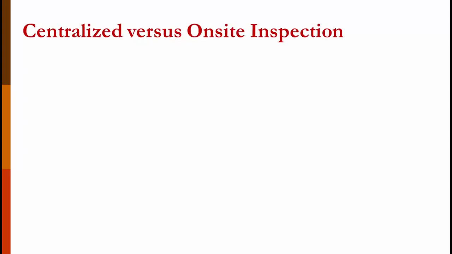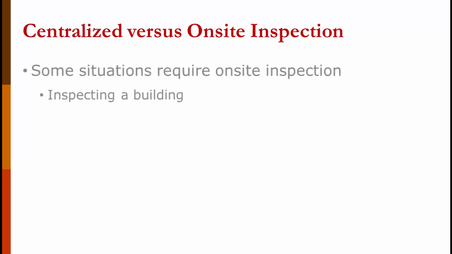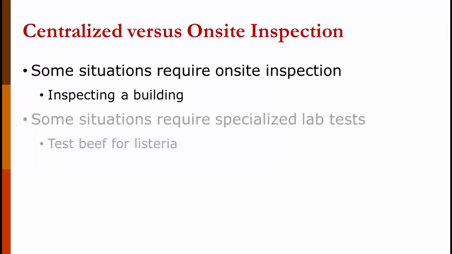And now, should you use centralized or on-site inspection? Basically, should you take the measurement and do everything you need to do on the production floor or send it off? Some things require an on-site inspection. Building a house, for example, you can't move the house to a lab. But also producing things that are big and heavy, it's just not economical to send it off somewhere else to be tested. Other times, the situation requires specialized lab equipment that might be expensive for you to have on site.